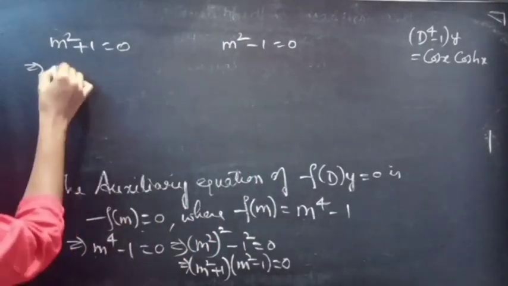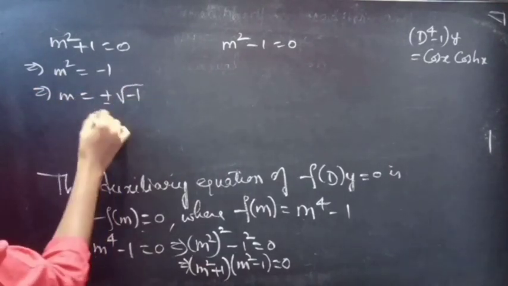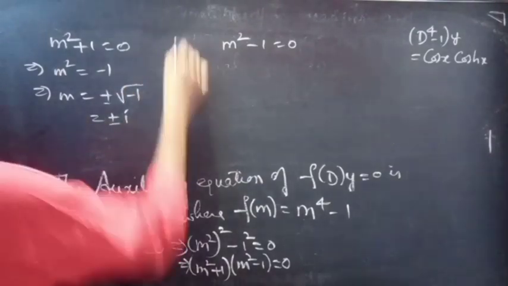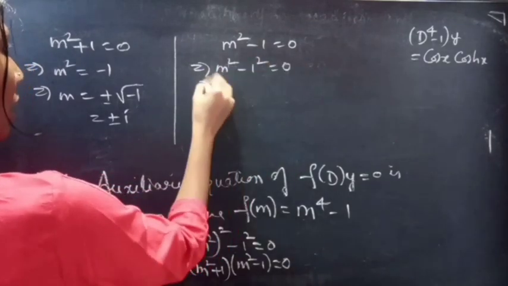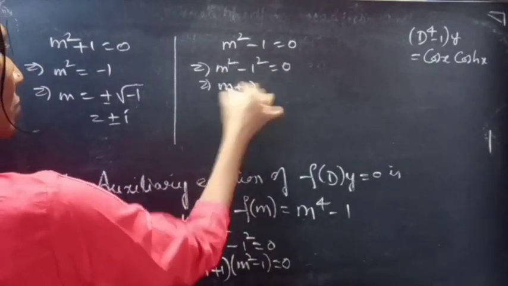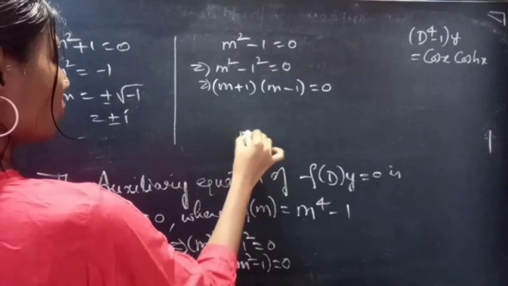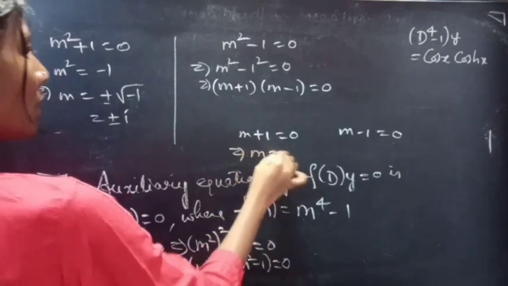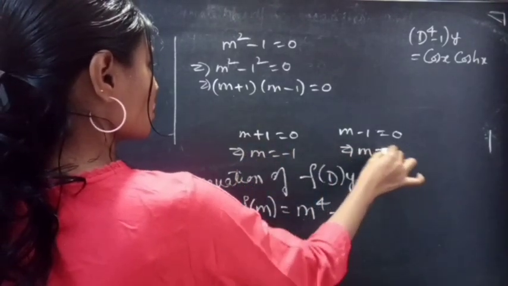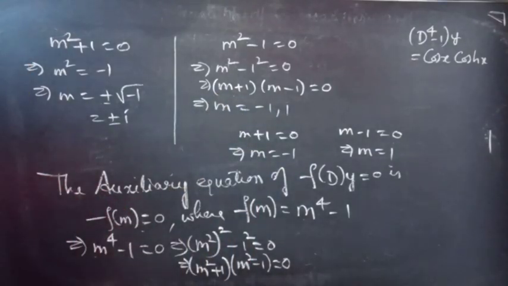From m^2 + 1 = 0, we'll get m^2 = -1. Then m = plus or minus square root of -1, which equals plus or minus i. And for m^2 - 1 = 0, we can write this 1 as 1^2, and this is of the a^2 - b^2 form, so we can write it as (a + b)(a - b) = 0. Now again equate each factor to 0. When m + 1 = 0, we get m = -1. And when m - 1 = 0, we get m = 1. Then m will be -1 and 1, right? So we got 1, 2, 3, 4 roots.